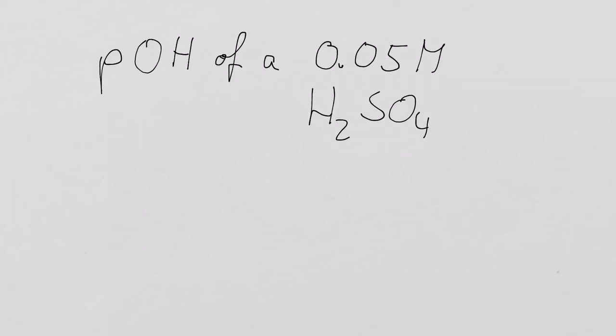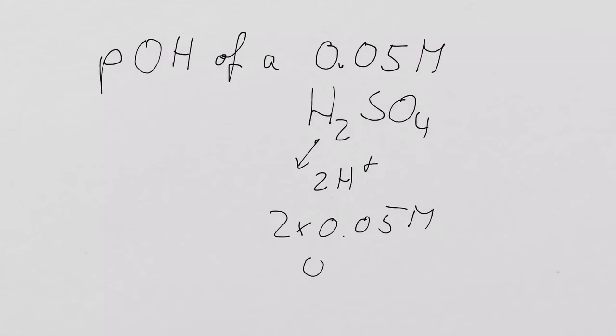So each of the sulfuric acid molecules, how many protons does it give off? It's 2. So we have 2 H plus. That makes our concentration of H plus 2 times 0.05 molar. Yeah? True? So that gives us 0.1 molar of protons. Can we do the pOH directly from the acid? No, because it's an acid and we are looking for the pOH in this case.